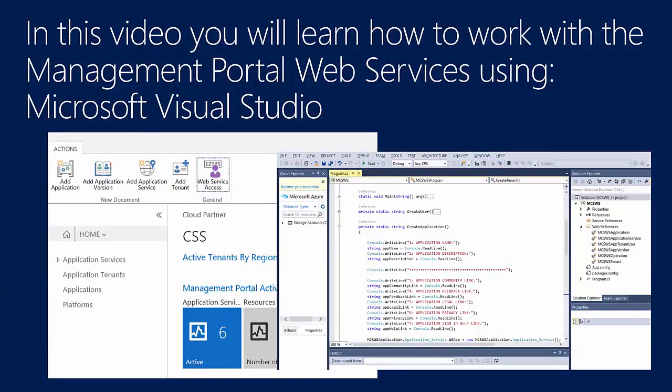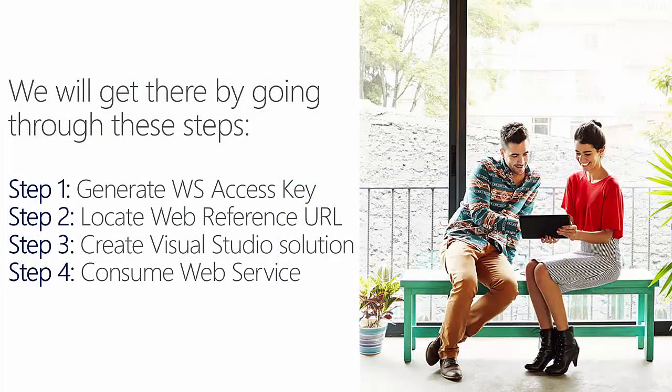In this video, you will learn how to work with the Microsoft Dynamics NAV Management Portal web services using Microsoft Visual Studio. We will get there by going through these simple steps. First, generate web service access key. Second, locate a web reference URL to be used in your Visual Studio solution. Third, create a simple Visual Studio Console application. Fourth, consume the web service and inspect the results.